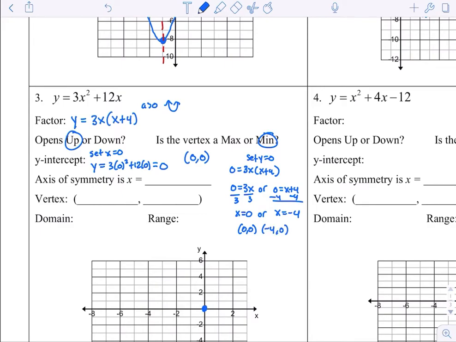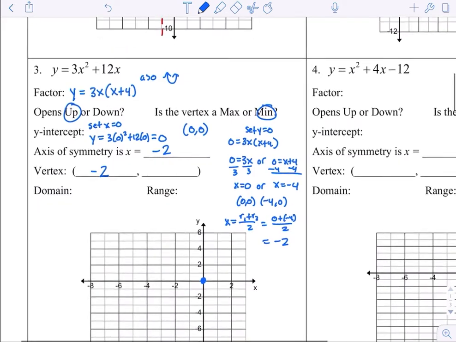Now to find the axis of symmetry, right? x is equal to r1 plus r2, all divided by 2. 0 plus negative 4 divided by 2, which is simply negative 2. So the axis of symmetry is negative 2. And the x coordinate of the vertex is also negative 2.